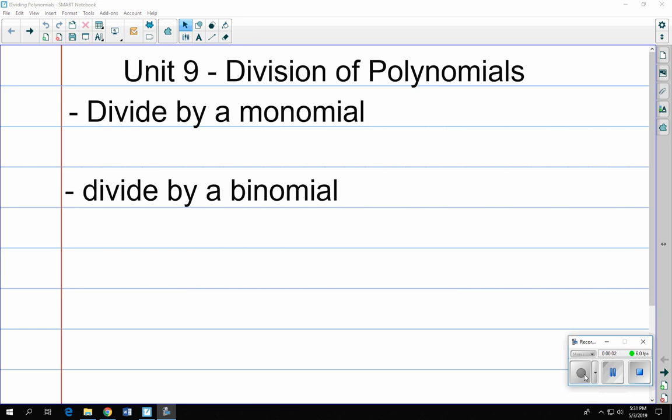Good evening and welcome to the Unit 9 review of the division of polynomials. In this review, we are going to split this up into two topics, where I'm first going to divide by a monomial and then I'm going to divide by a binomial.